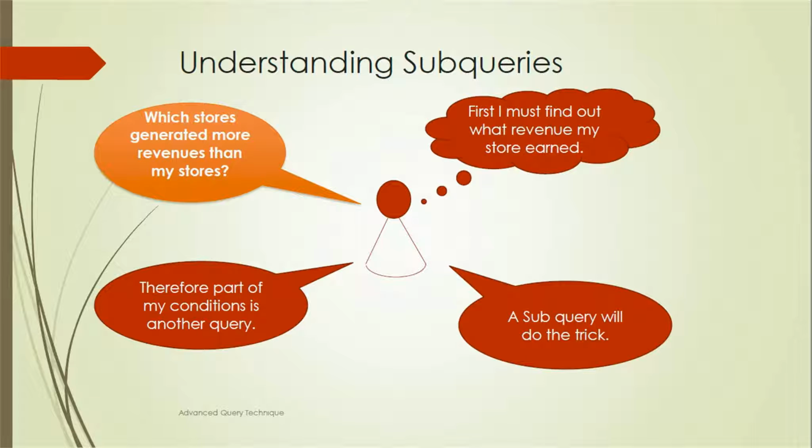Let's understand subqueries. Suppose the user wants the stores which generated more revenue than my store. First I must find out what revenue my store earned, and therefore part of my condition is another query. So these are the two points we need to consider, and the subquery will do the trick. Got it? Okay, so these are the subqueries which we can use.